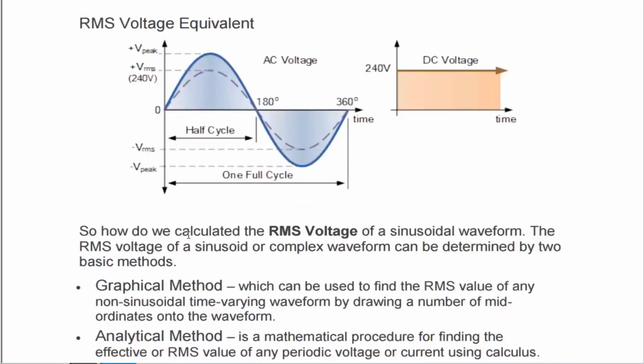RMS voltage is sometimes also said to be the DC equivalent of AC, and that has been shown in this picture here. On the left side of the picture you have been shown a full cycle of an AC wave, and on the right side you have been shown a DC voltage of 240 volt. So here the RMS value of the AC wave is 240 volt, and that sometimes can be said to be 240 volt of DC available.